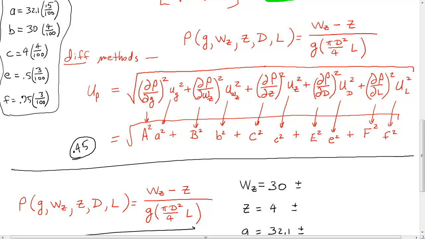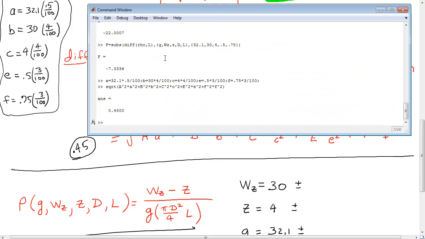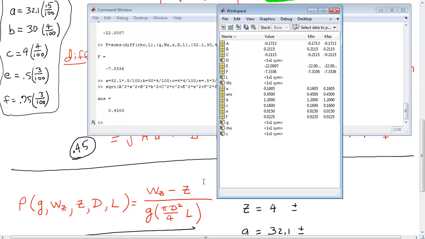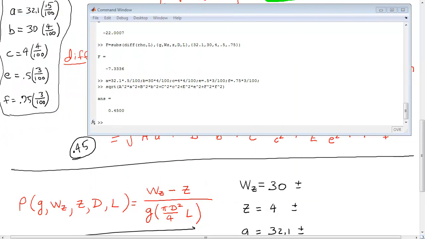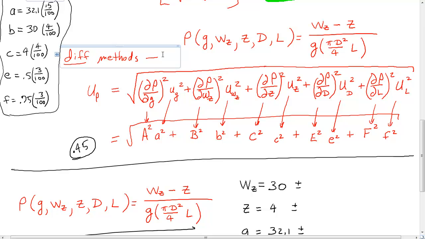First I'll bring up the command window. Or better yet, the actual window here, because the uncertainties, the plus or minus, are listed here in A, B, C, E, and F. I'm going to move this window over to the side so that I can read them off and write them directly down. First of all, what is the WZ, plus or minus what? Well, you look up here, it's the B. The B is 30 times 4%, so the little b ends up being 1.2.